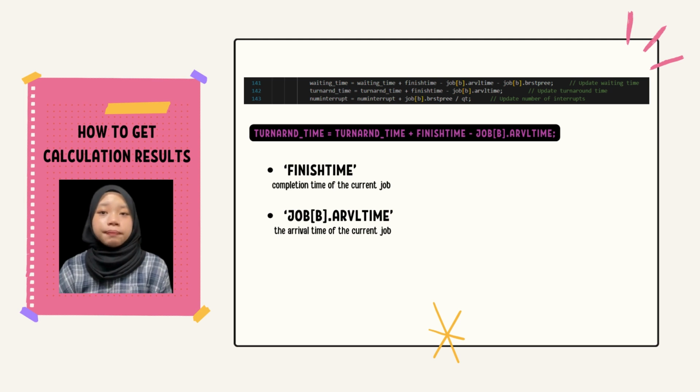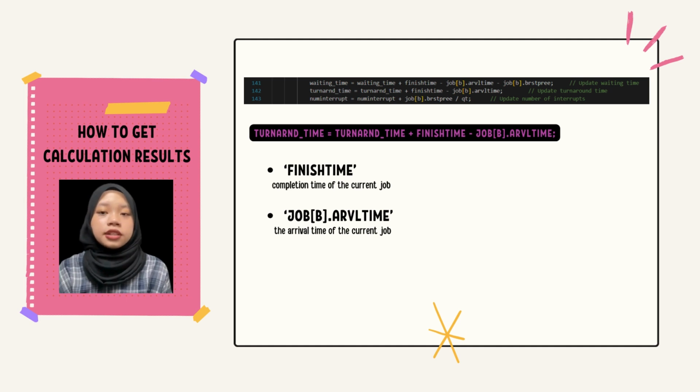Turnaround_time measures the total time taken for a job to complete its execution from arrival to completion. Finish time and job B arrival time are the same as before. The formula calculates the turnaround time by subtracting the arrival time from the completion time and adding this to the current total turnaround time. Finish time minus job B arrival time gives us the total time the job spent in the system, from its arrival to its completion. If this value is positive, it means the job had to wait in the ready queue before it started execution. If it's negative, it means the job completed before its expected arrival time.